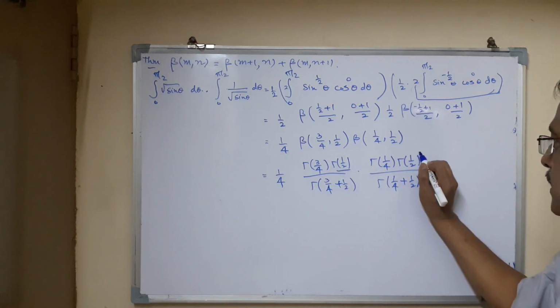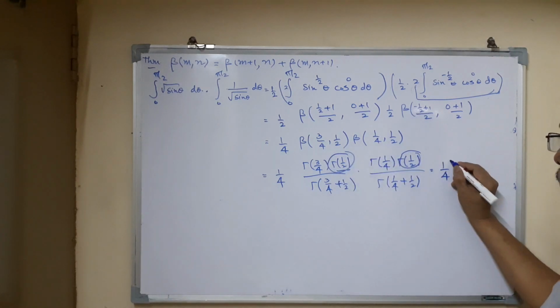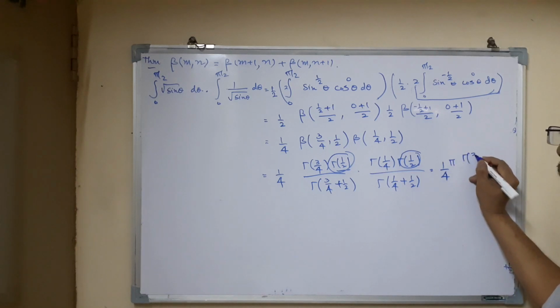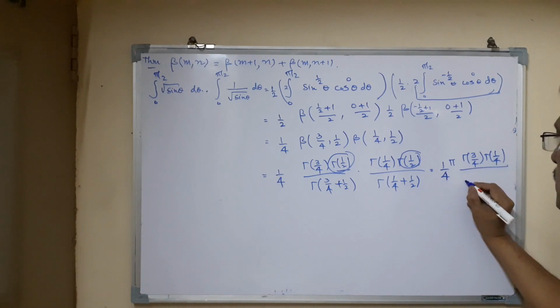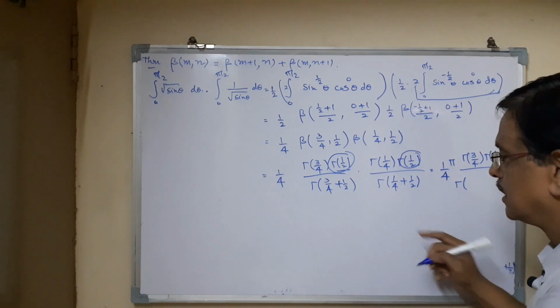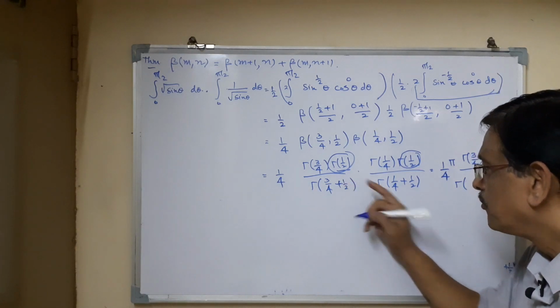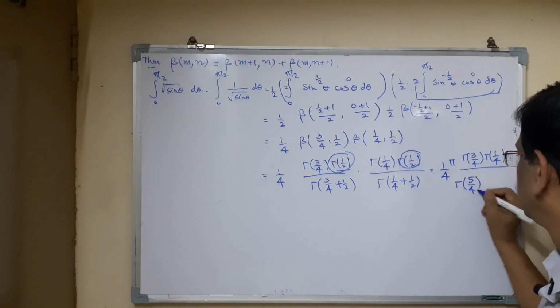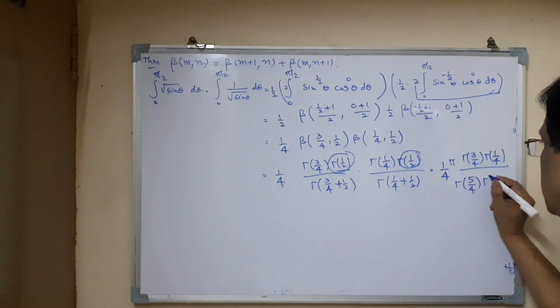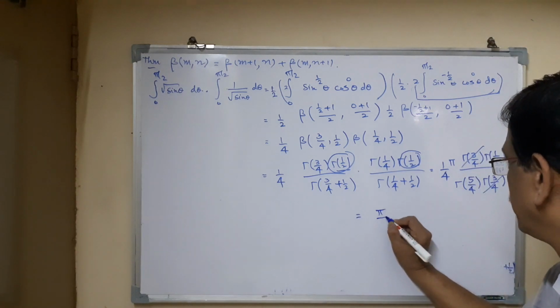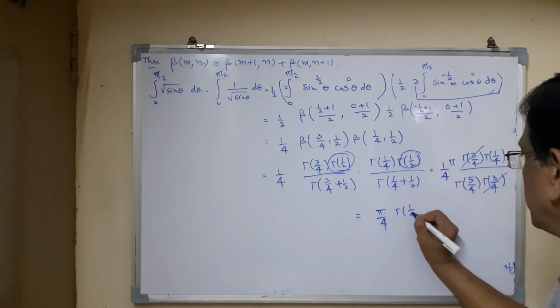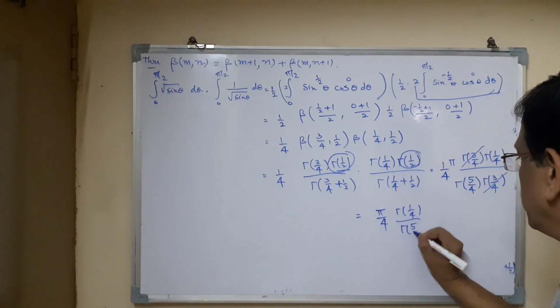Gamma half is root pi. This is root pi. So you'll get pi. Pi into gamma of 3 by 4, gamma of 1 by 4 by gamma of, look at this, 5 by 4 into, this is 3 by 4. So what I can do is cancel these two. So ultimately I'll get pi by 4 into gamma of 1 by 4 by gamma of 5 by 4.